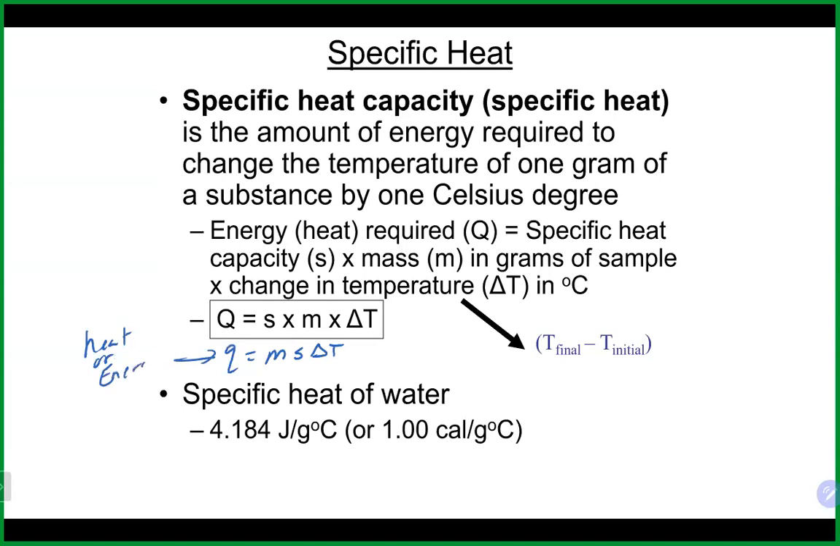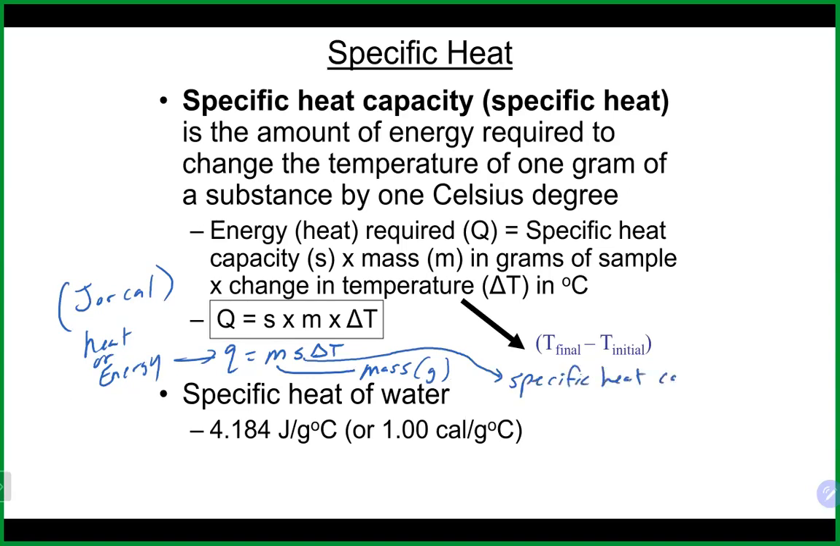And usually it'll have units of joules or calories. M is mass, which will have units of grams. S is the specific heat capacity, and that will have units of joules per gram per degree Celsius or calories per gram per degree Celsius.